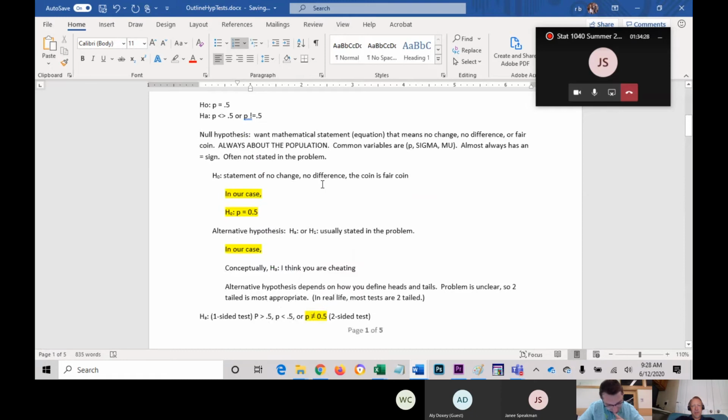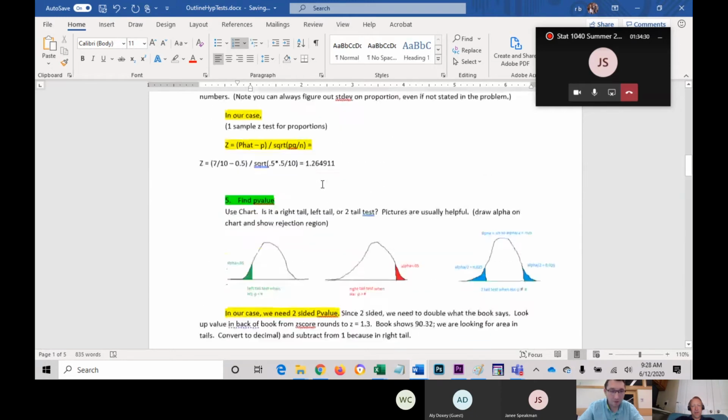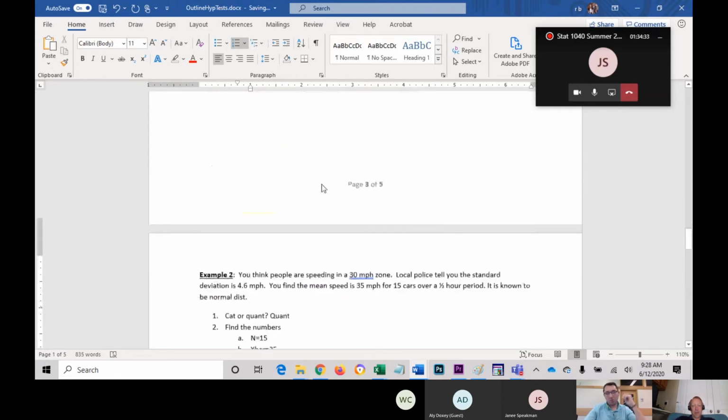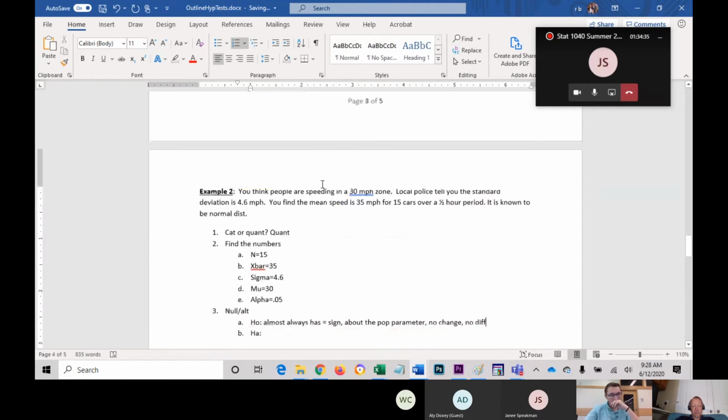Common variables are p, sigma, and mu, and it's often not stated in the problem. Okay. Often not stated in the problem, and common are p, mu, sigma. Okay, so there's your hint.